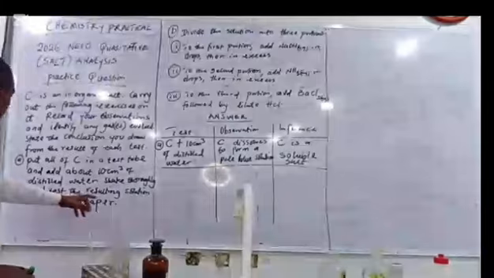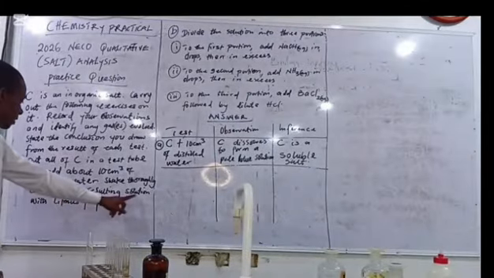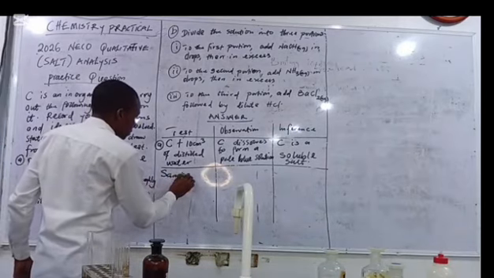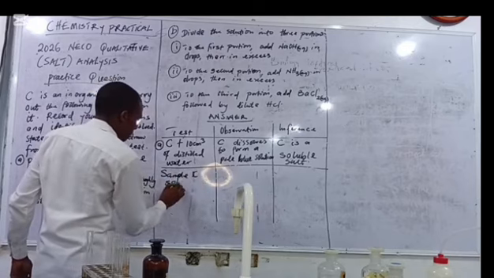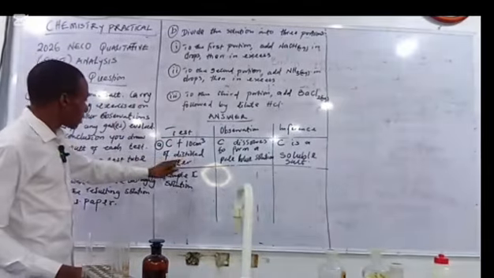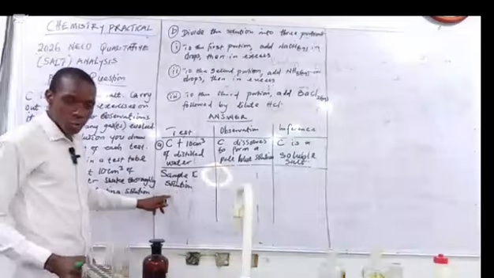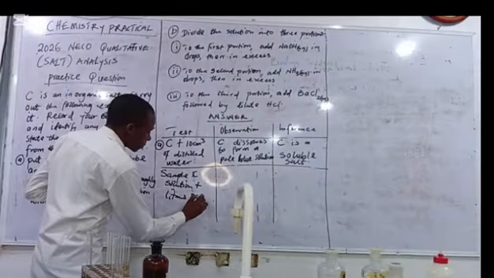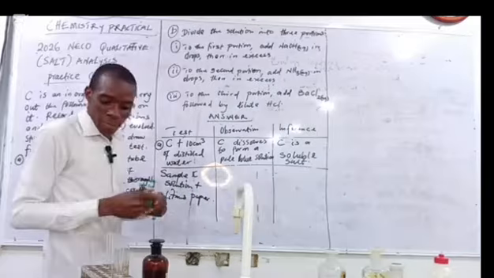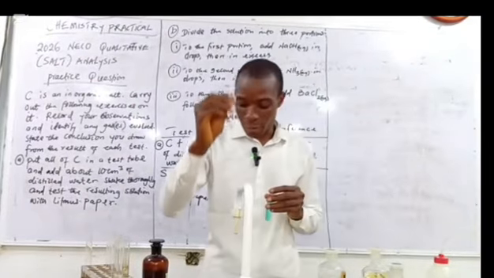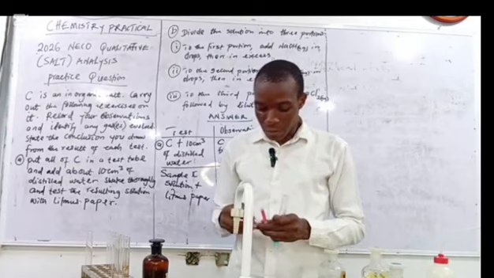The second part says test the resulting solution with litmus paper. Now we have added 10 cm cube of distilled water to sample C, so it has become a solution. This is an aqueous solution of sample C. So we are required to test it with litmus paper, and you use both blue and red litmus paper. Let me start with red litmus paper.